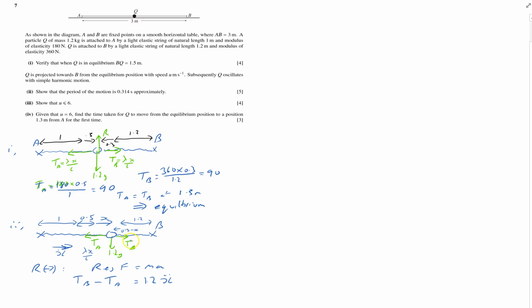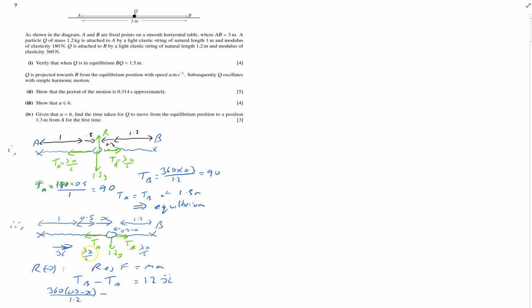TB is this one here. It is lambda x over L. So lambda is 360 times the extension, and the extension is 0.3 minus x, and it's over the natural length 1.2. Let's done that one, and then minus the TA bit.